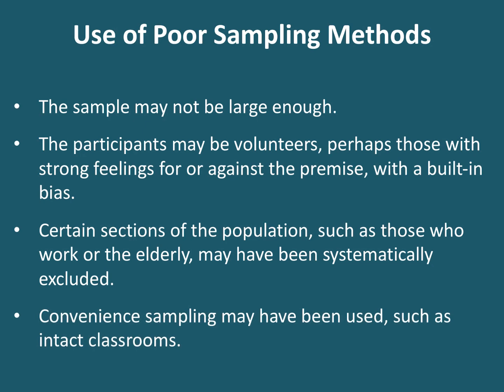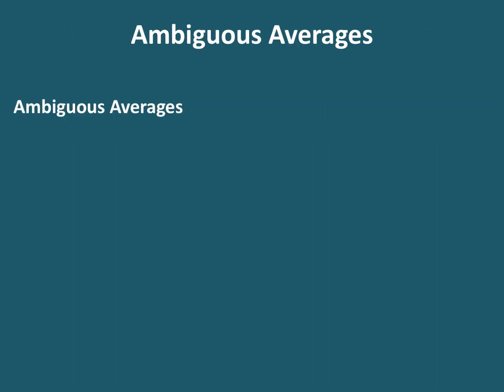And for things such as convenient sampling, it may have been used, such as in intact classrooms. You might have only asked the folks that are closest to you, so you don't have to travel too far. These are some poor uses, I should say, of sampling methods. Also, another one that you've got to watch out for is what's known as an ambiguous average.